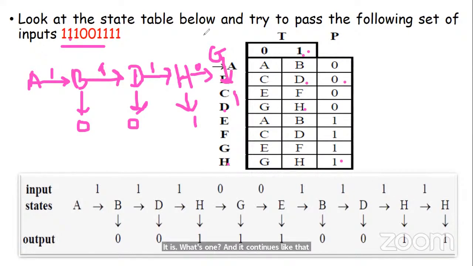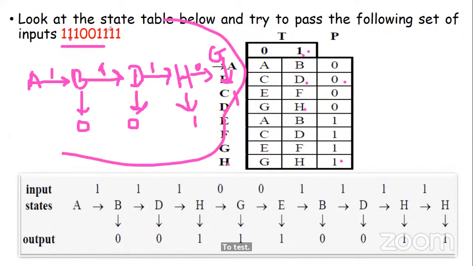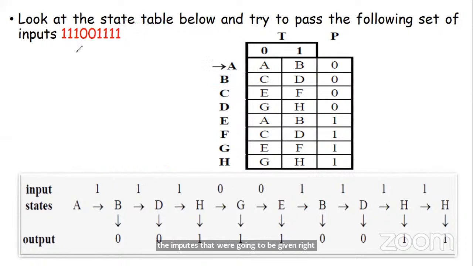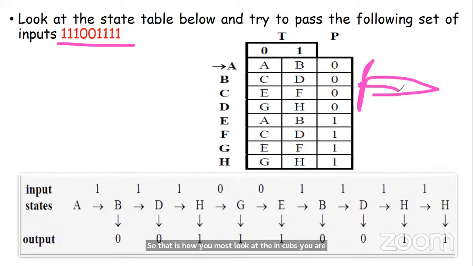So you'll be given a number of these kinds of questions to test the inputs and to show us that you understand the transition of the inputs that we're going to be giving, right? That is how you must look at the inputs. You look at the transition function as defined by the table, then you come up with your solution space. You understand this? So we have dealt with Mealy machine and Moore machine. Mealy machine and Moore machine are examples of transducers and translators.